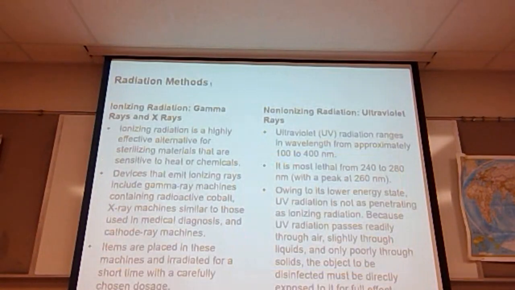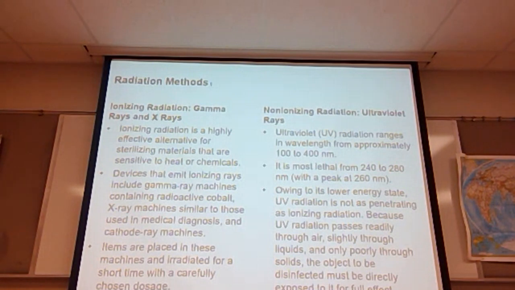Ionizing radiation, such as gamma rays and X-rays, is highly effective. It is a highly effective alternative for sterilizing materials that are sensitive to heat and chemicals. The devices that emit these rays include gamma ray machines, X-ray machines, and cathode ray machines. These items are placed in machines and irradiated for a short time with a very carefully chosen dosage.